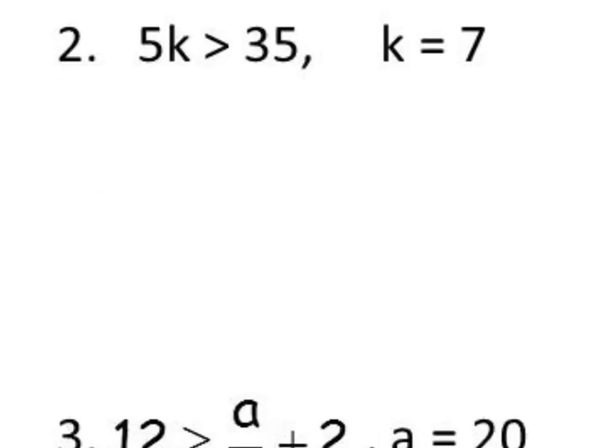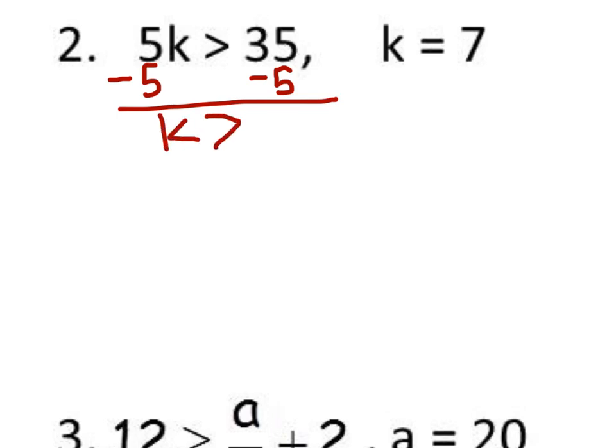All right, Hallie, we'll do number 2, please. Okay. Thank you. Okay, so I subtract from each side. So that would be k, and then 30. And then since k equals 7, it'd be 7, 30, and that would be false.